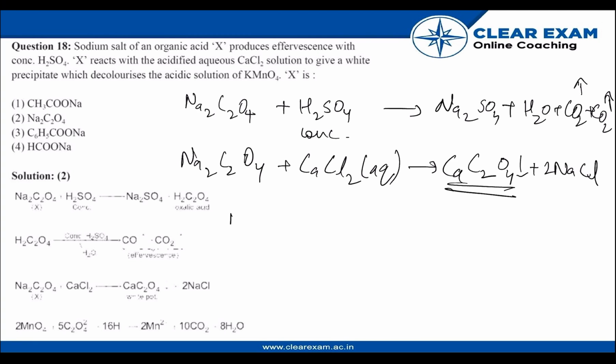And lastly, when Na2C2O4 reacts with KMnO4, it decolorizes the acidic solution of KMnO4.